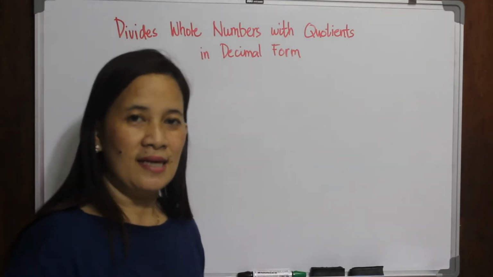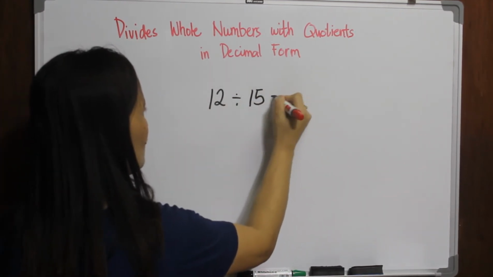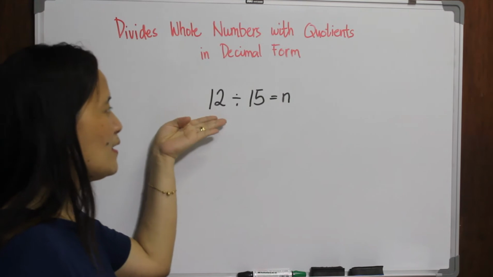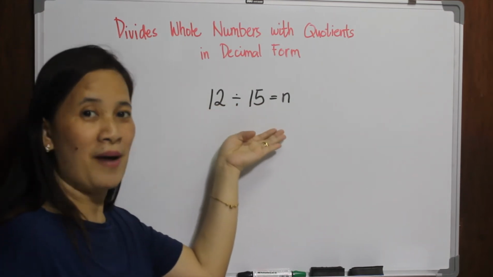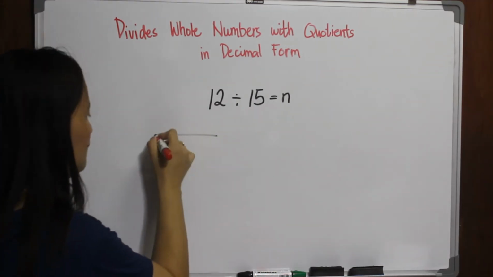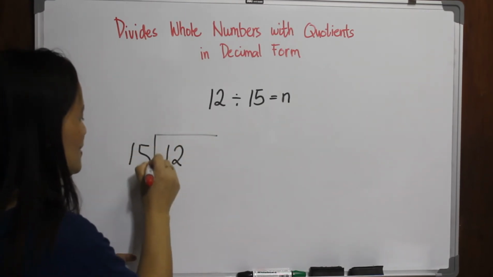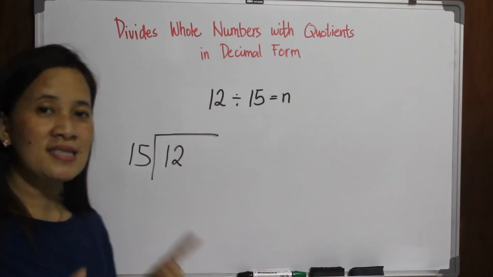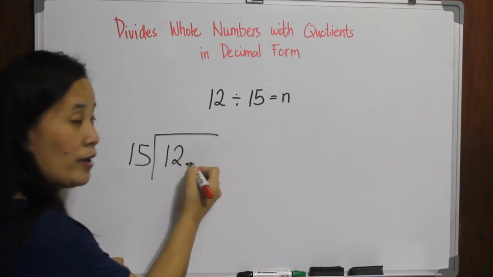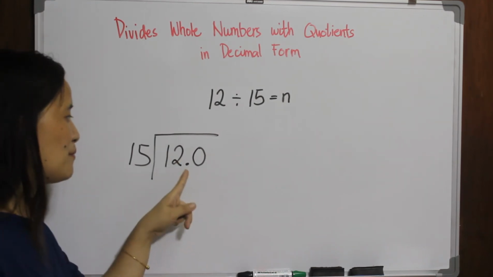So, for our mathematical sentence, we have 12 divided by 15 equals n. As you notice, ang ating dividend is smaller than our divisor. So, how do we divide these numbers? Ang ating dividend nasa loob, then ang ating divisor syempre sa labas. So, the first step in dividing these numbers is add decimal point and 0 in your dividend.